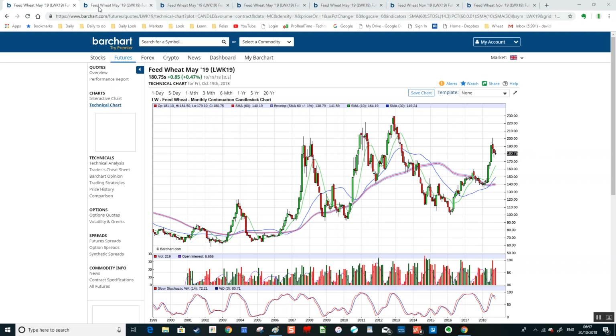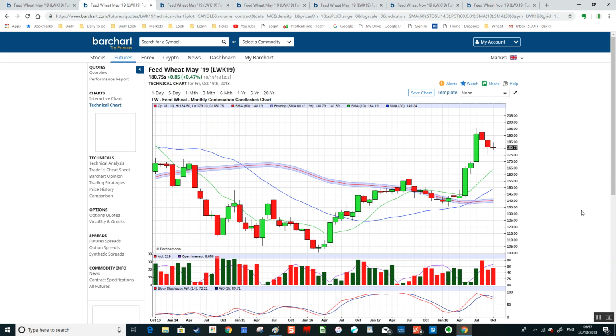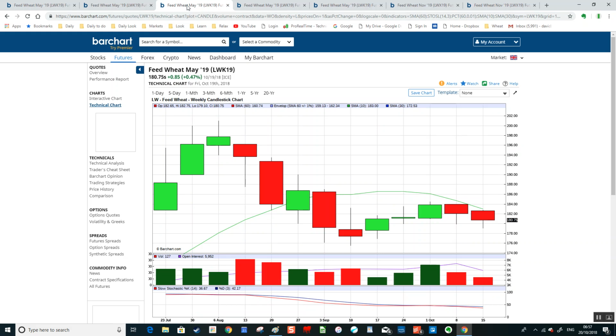Let's pop down and have a closer view on the monthly. We can see these three red candles here. We're now in the third month, pulling back after this stellar month here in July. Closed at 180.75.